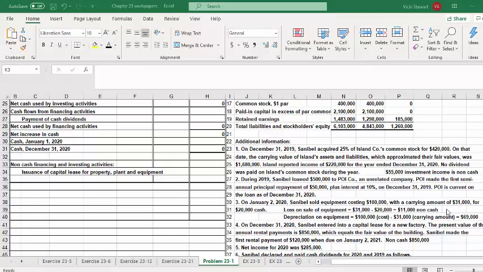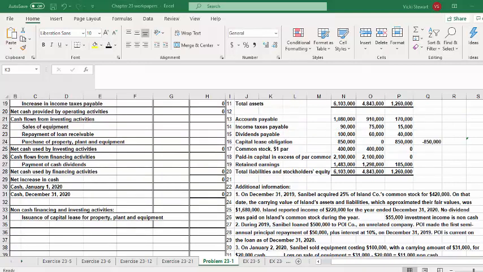The other thing that we would need to determine is the amount of depreciation on this equipment, because we're going to have to adjust both the equipment account and the depreciation account for the amounts that we removed. If the cost of the equipment was $100,000 and it had a carrying amount of $31,000, we can determine that the accumulated depreciation on the equipment was $69,000.